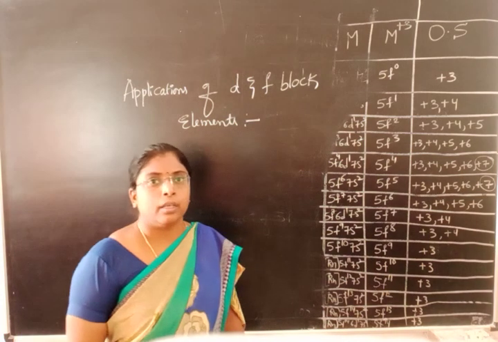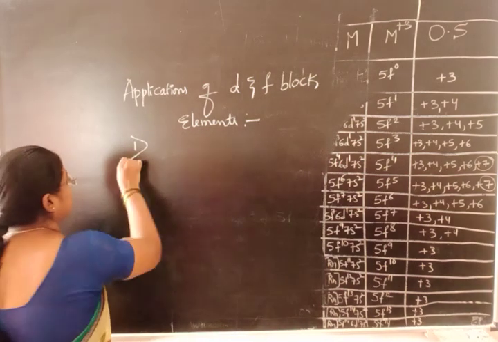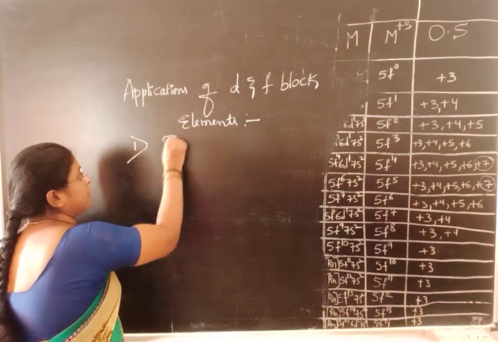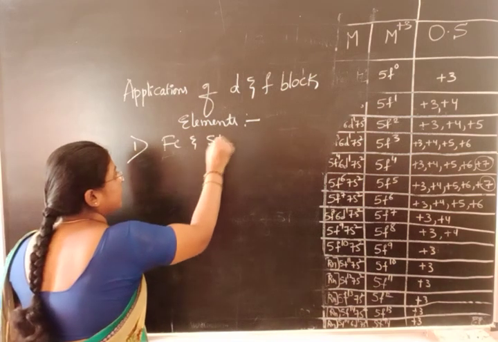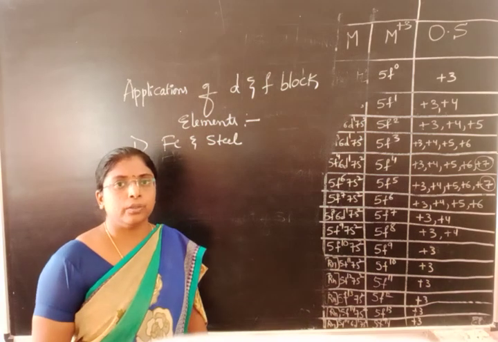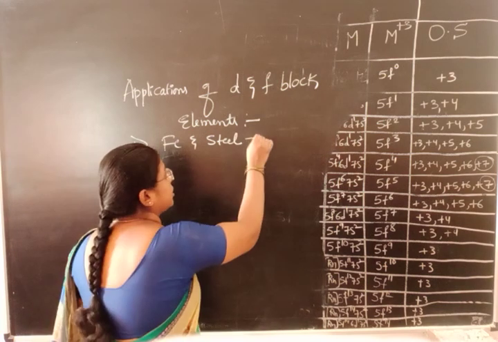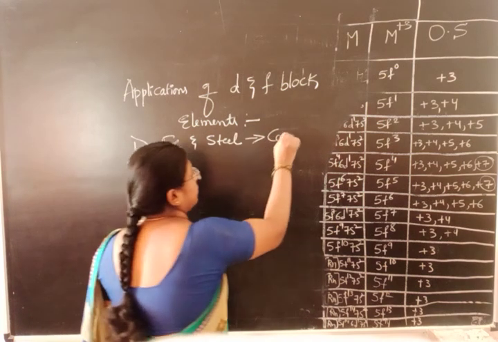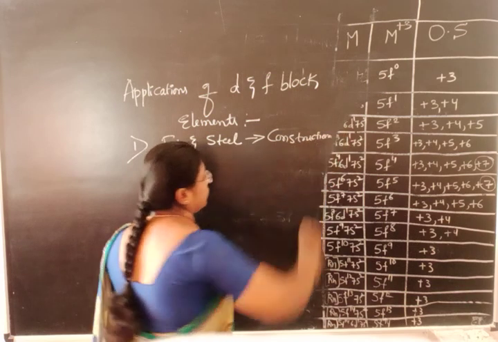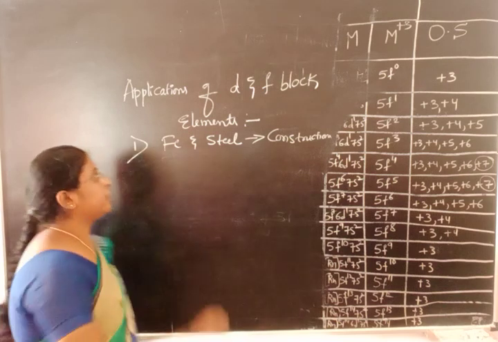Here in the applications of D and F block elements, first comes iron and steel. Iron as well as steel are generally used in construction materials. In the construction of buildings and dams, we use iron as well as steel. This is the first use.